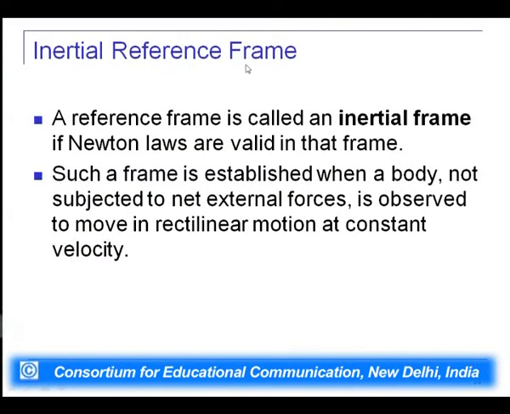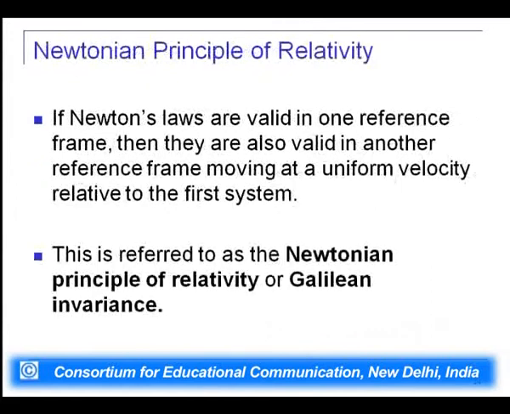What is an inertial reference frame? Here we define two types of frame. First is the inertial reference frame and second is the non-inertial frame. What is the inertial frame? A reference frame is called an inertial frame if Newton's laws are valid in that frame. Only that frame is the reference frame when all of Newton's laws are valid. Such a frame is established when a body not subjected to net external forces is observed to move in rectilinear motion at a constant velocity. The body is moving here with constant velocity.